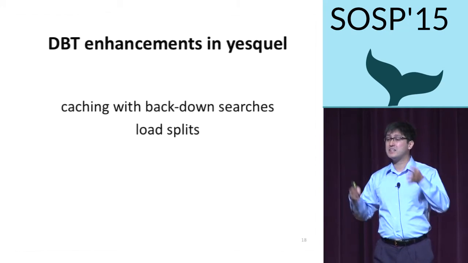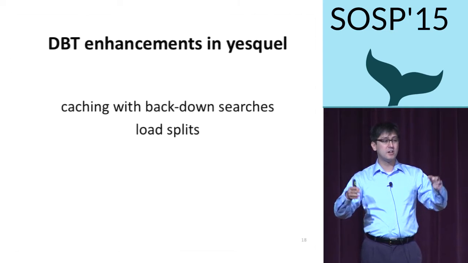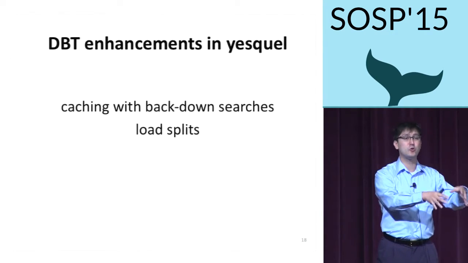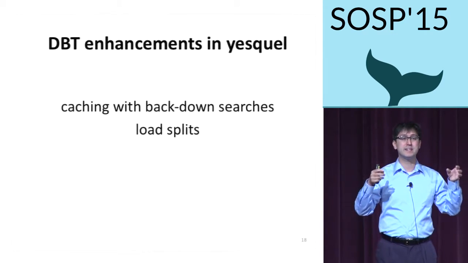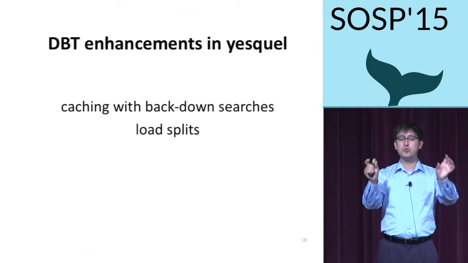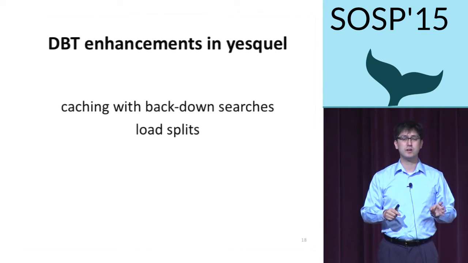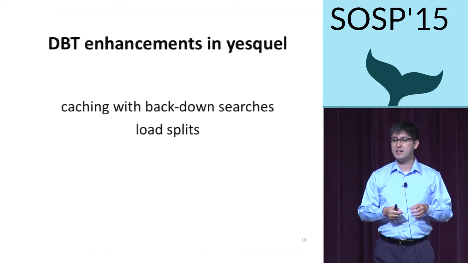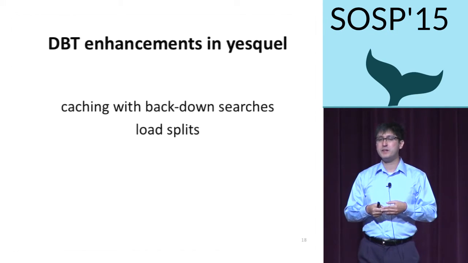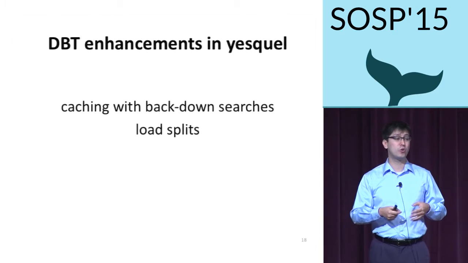But in Yesquel, in addition to doing the splits based on size, we also split based on the amount of load that a node is getting, so that if a node is getting too much load, it gets split into 2 smaller nodes with approximately the same load each. This is important to get scalability in the presence of skewed workloads.